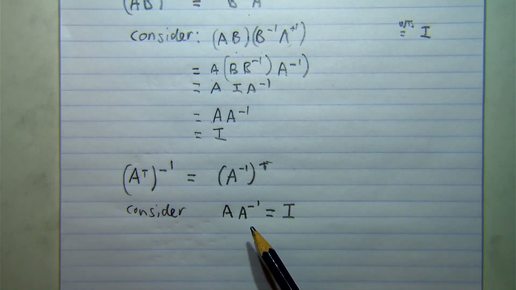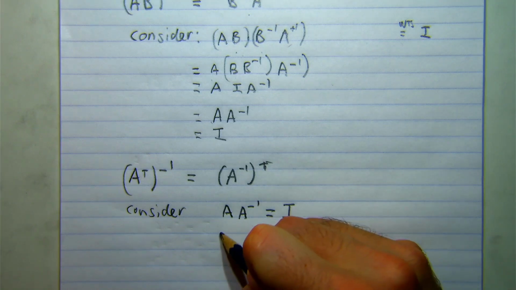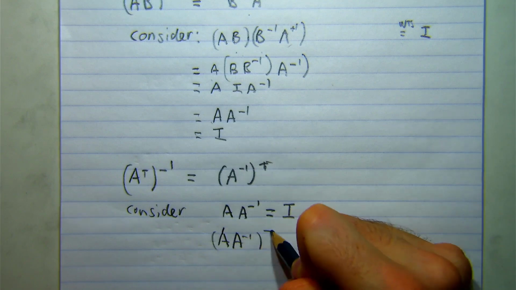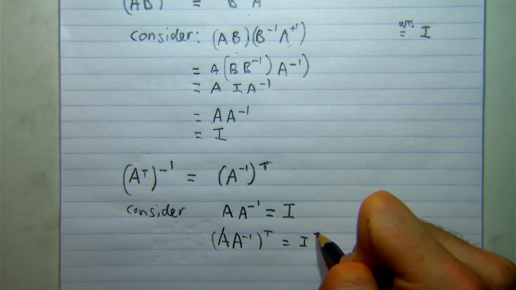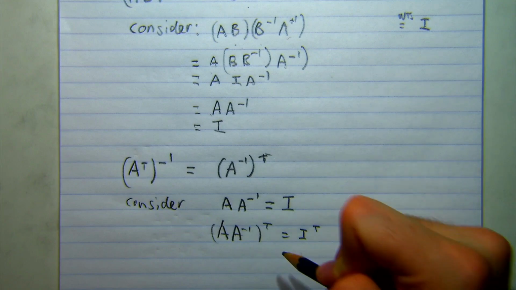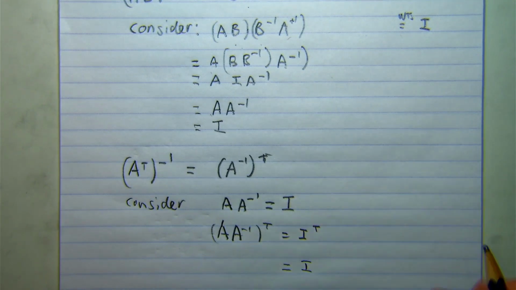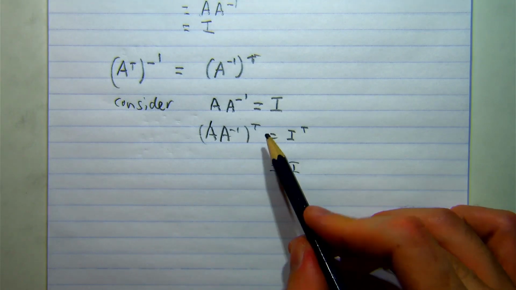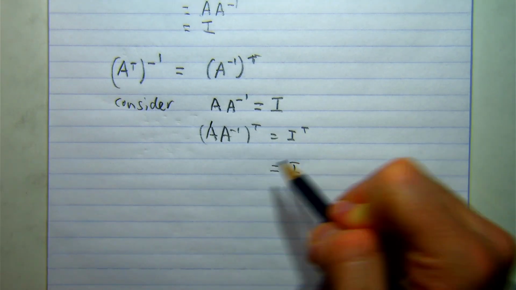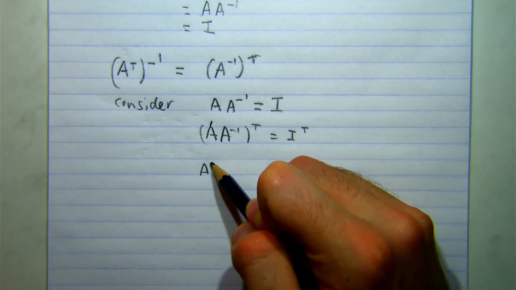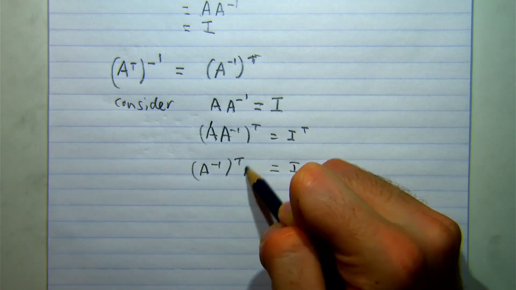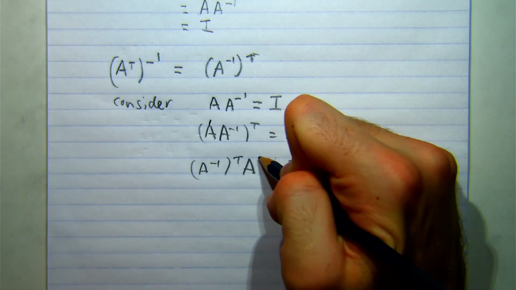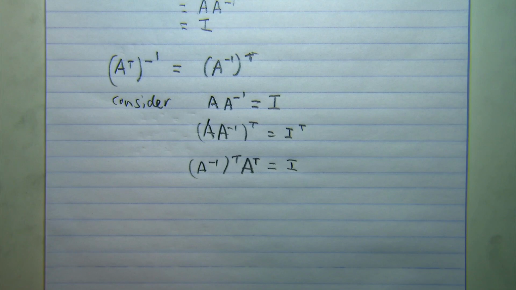So if we take the transpose of both sides, we have, do it like this. We have this, and I transpose is just equal to itself. So that's equal to I. And then when you take transpose of two matrices multiplied by each other, you switch the order. So we've got A minus 1 transpose A transpose is equal to I.